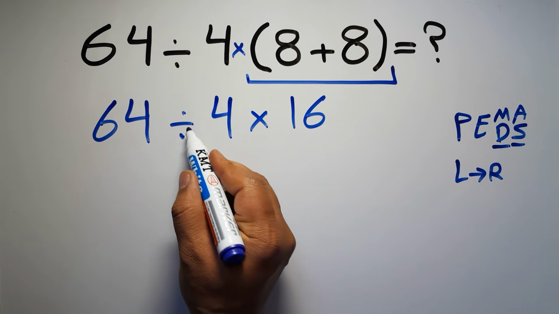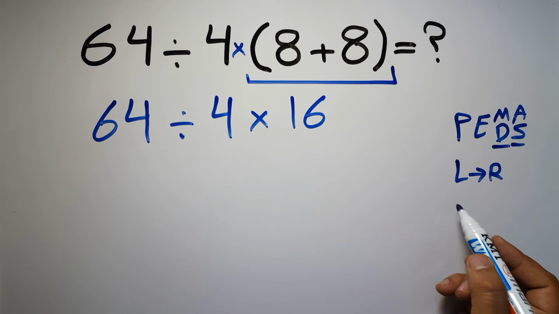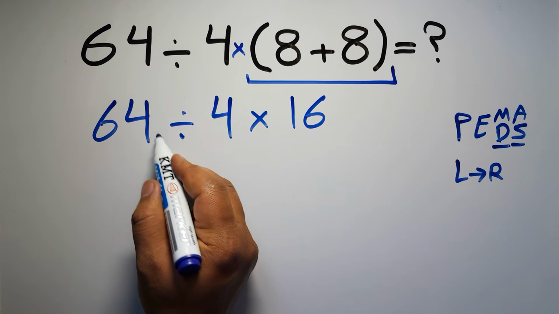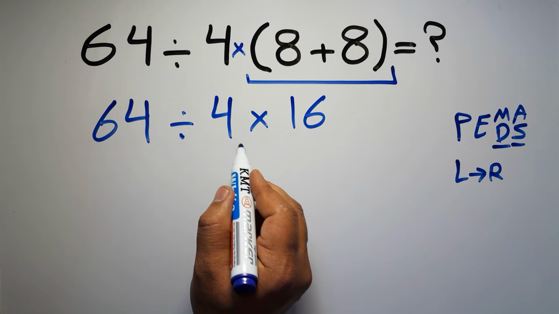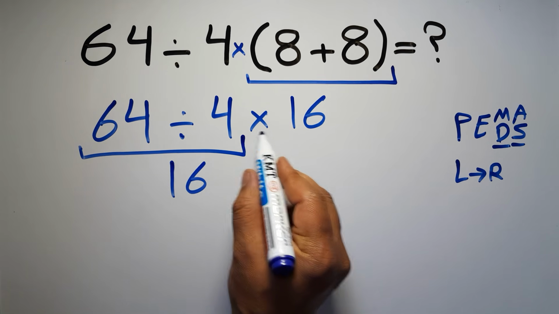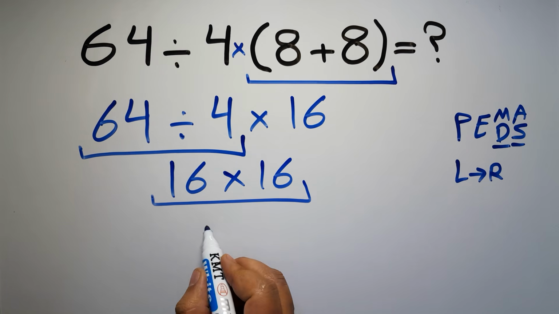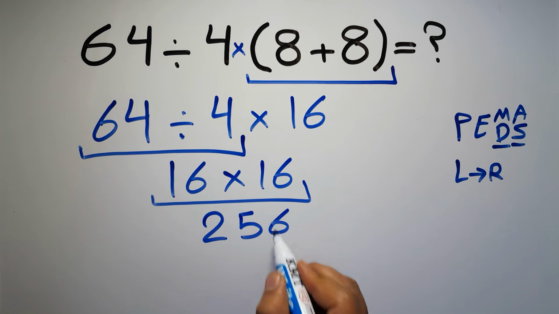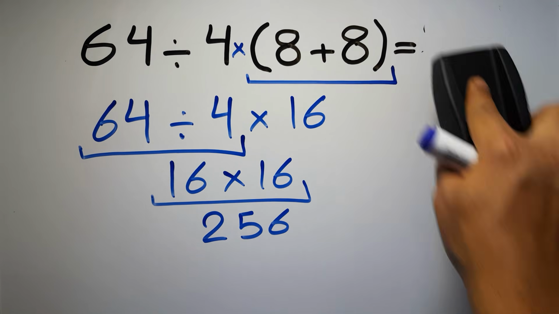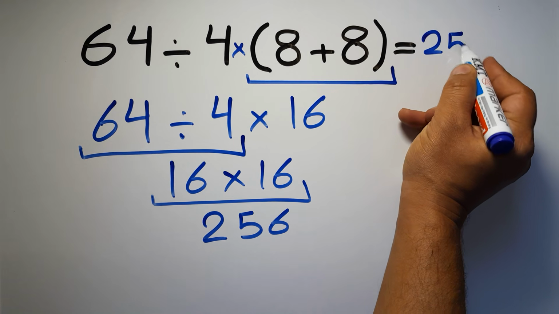Now we have one division and one multiplication. As I said, multiplication and division have equal priority and we have to work from left to right. So here first we have to do this division. 64 divided by 4 equals 16. So 16 times 16, which equals 256. And this is our final answer to this problem. The correct answer is 256.